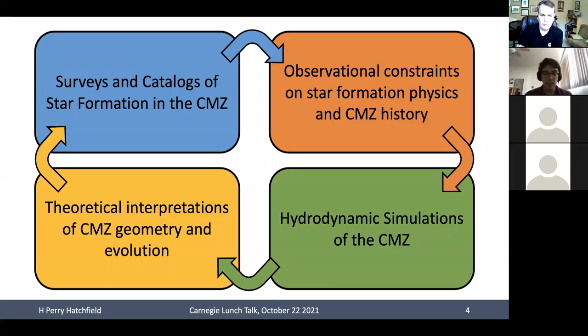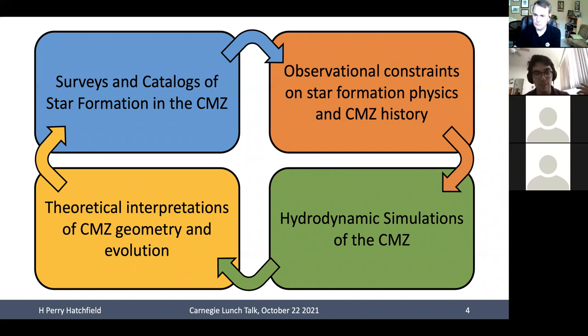So my research has gone about this by approaching it from both the observational and the computational side at the same time, and really trying to benefit from where the two approaches inform each other. By constructing surveys and building catalogs of star forming regions in the Galactic Center, we can provide observational constraints on the physics of star formation and on the history of the CMZ. Using those constraints, we can then build what we hope to be accurate hydrodynamic simulations of a CMZ-like environment.